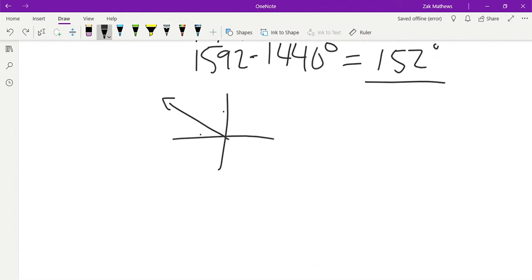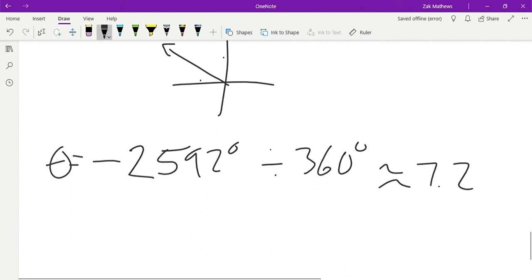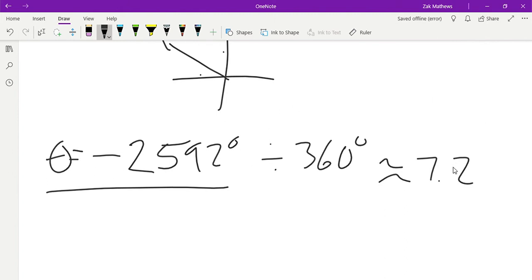If we have negative angles, same exact idea. So let's take negative 2,592 degrees. Well, obviously, we've gone backwards a lot of rotations, and then a little bit further. So I'm going to take this and divide by 360. So let's take 2,592, and I don't need to put the negative on it. I just care about the number of rotations, so it doesn't matter if it's positive or negative. If I divide these, I get approximately 7.2. Again, treating it as a positive. So starting with this initial angle, I know I have 7 full rotations in the negative direction, and then a little bit more in the negative direction.